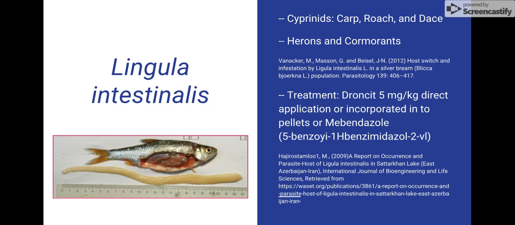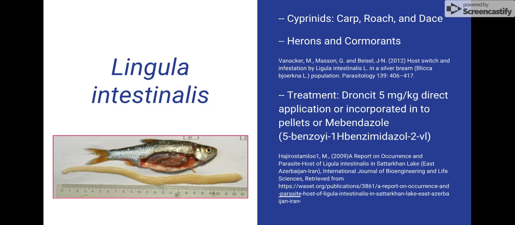So the first one, Ligula intestinalis, is very common in carp, roach, and dace. And as we talked about before, these tapeworms tend to have three hosts: a copepod, a fish, and a bird. So the fish, the second hosts, are the carp, roach, and dace, and then the third hosts are the herons and cormorants, which eat the fish.